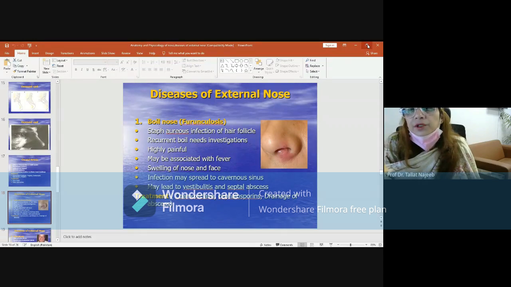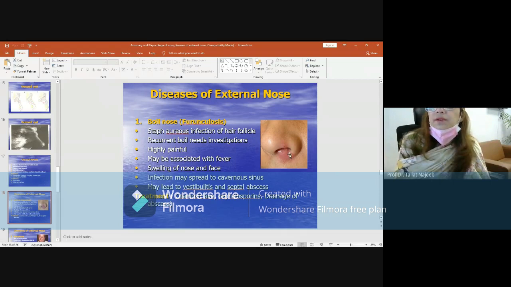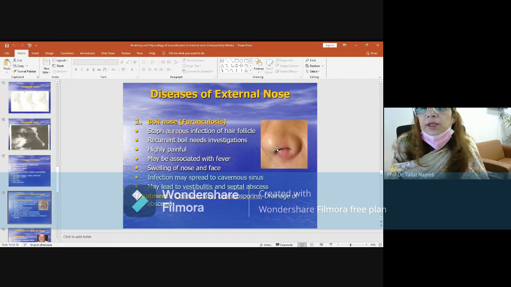Other complications, if you are not treating the boil and there is spread of infection: infection can spread to septum, causing septal abscess, or there will be inflammation of the whole vestibule, that is called vestibulitis. So patient will present with tender swelling near the tip of the nose, the whole nose may be swollen, there may be swelling of the cheek associated with this boil, and sometimes nasal obstruction. If the boil is large or infection is spreading towards the septum, there is septal abscess, so patient can present with severe pain and nasal obstruction.